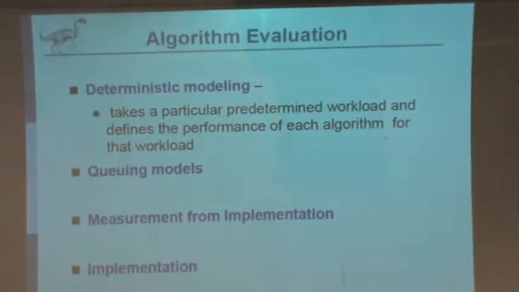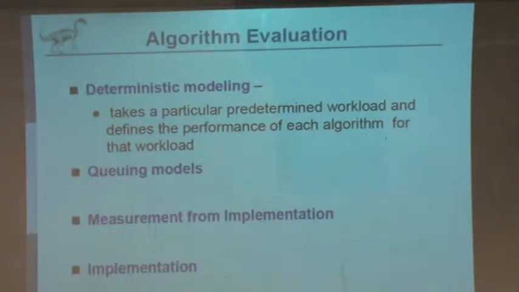For CPU scheduling algorithms, they claim their algorithm is better than others. How can we evaluate? How can they prove their algorithm is better? There are four different approaches: deterministic modeling, queuing model, measurement from the implementation, and real implementation. The first one is deterministic modeling. It's the same approach as what we have done before. How did we evaluate CPU scheduling algorithms so far?